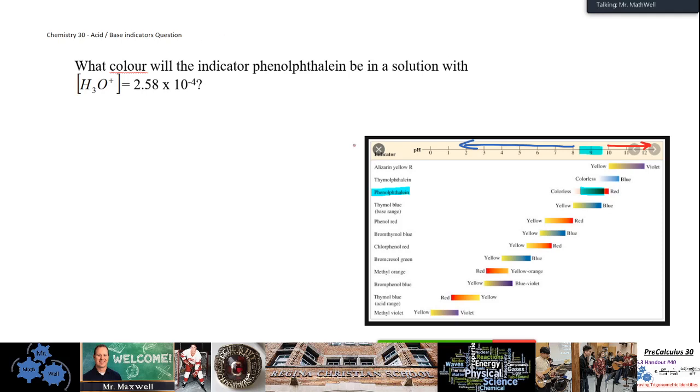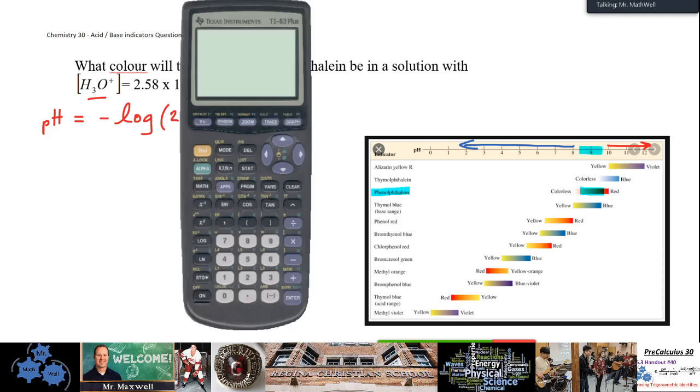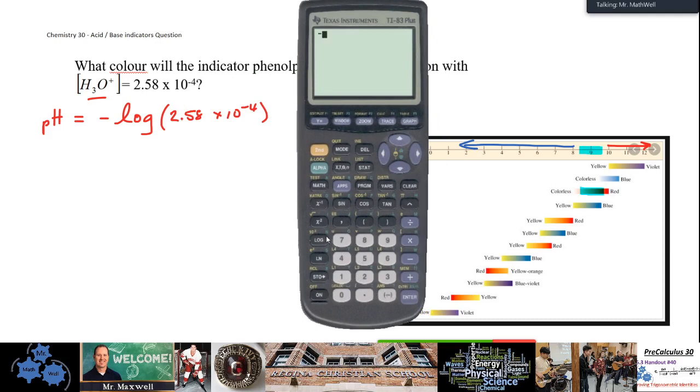So how do we do this? Well, we have to find pH. That's very important. We understand that pH is the negative logarithm of the hydronium ion concentration, so that's 2.58 times 10 to the negative 4, and we simply determine this pH. We'll get our calculators out and plug that in: negative logarithm of 2.58, and use your EXP button or whatever you have for scientific notation, to the negative 4. We hit enter and we see that our pH is 3.6 or so.